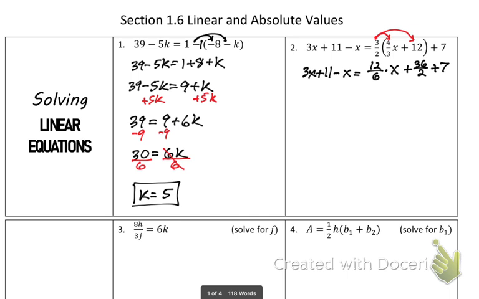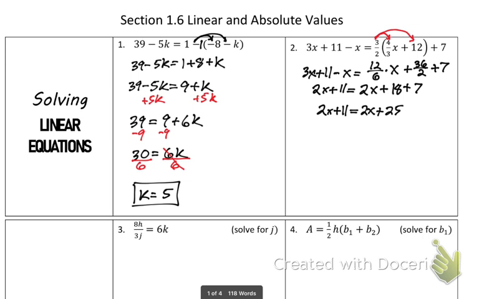Let's start reducing slowly. So on this left-hand side, I have a 3x and a negative x. So I should have a 2x plus 11 equals 12 divided by 6, which is 2x, plus 36 divided by 2 is going to be 18, plus 7. I now have 2x plus 11 equals 2x plus 25. That right there is a unique situation. And maybe you don't realize it yet, but that's a unique situation.